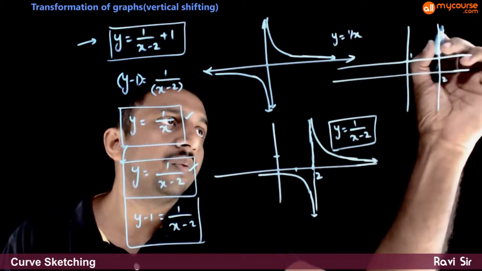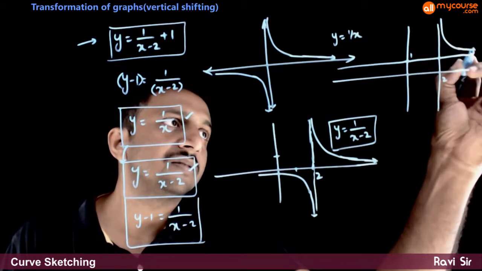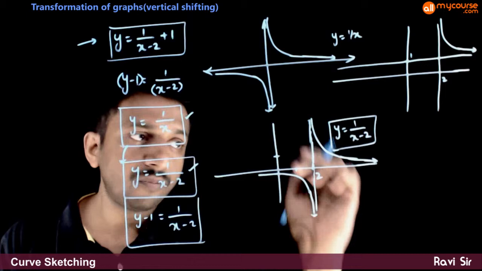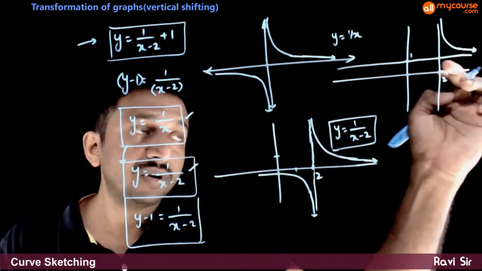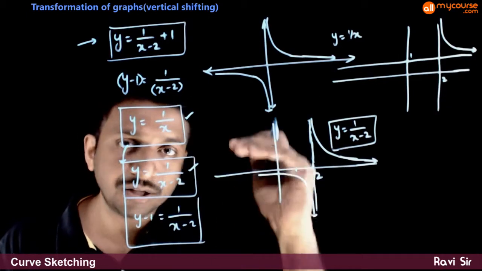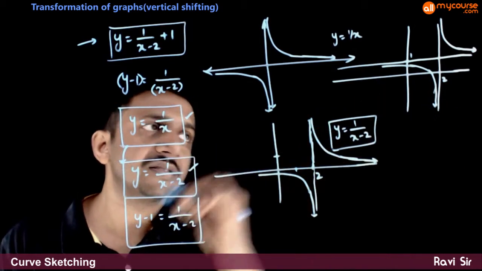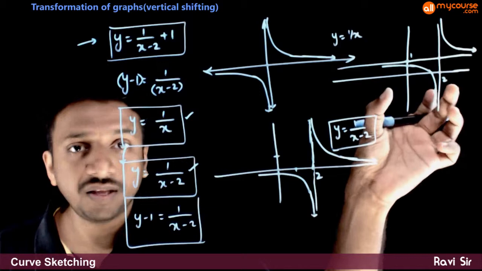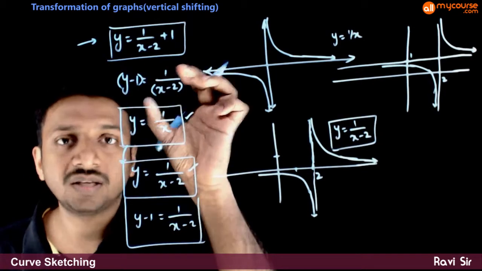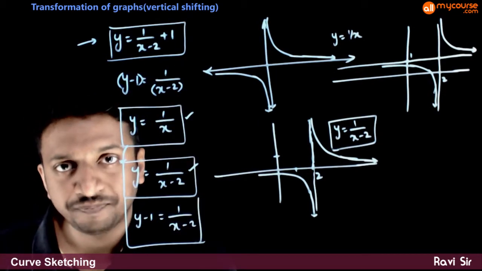So the graph will look something like this. This graph has shifted 1 unit upwards. So the asymptote has moved to y is equal to 1. This also has moved 1 unit upwards. So the asymptote will be something like this. So this will be the curve y minus 1 is equal to 1 by x minus 2.